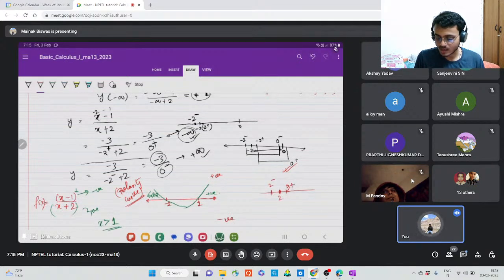So if it is -2 plus and here is 0, and if I add 2 to it, what will happen? Will you cross 0 or will you be left behind 0? If I add 2 to this number, this -2 plus, will you cross 0 or will you be left behind 0? Cross 0. Correct. So this becomes positive, right?